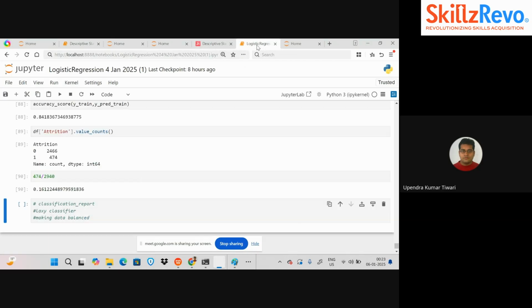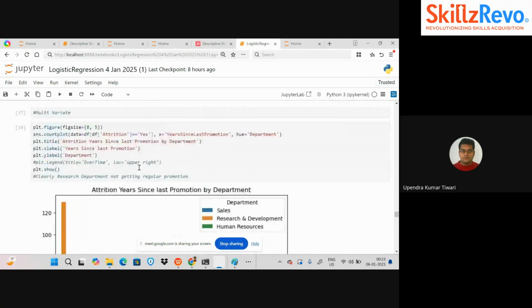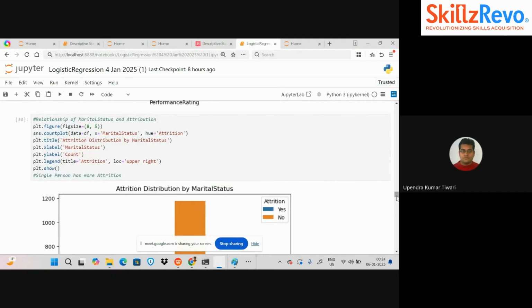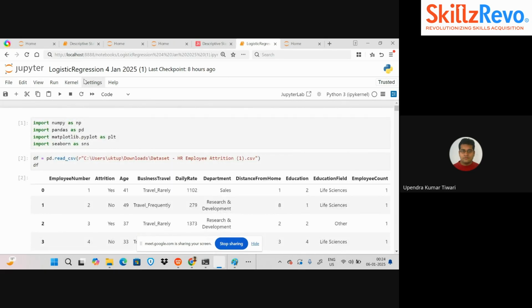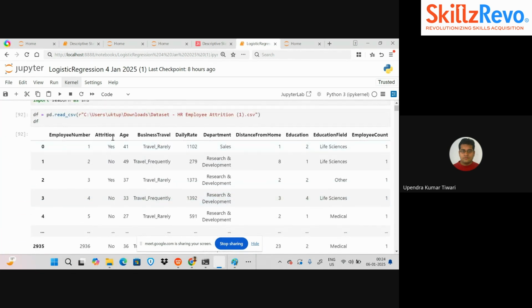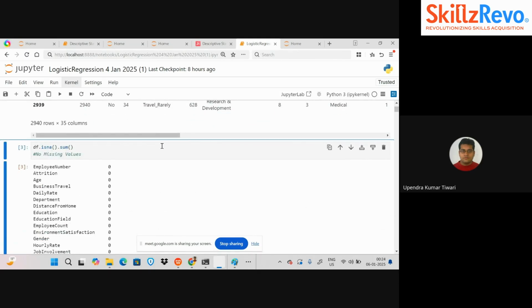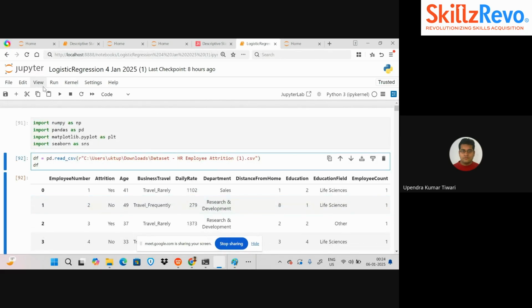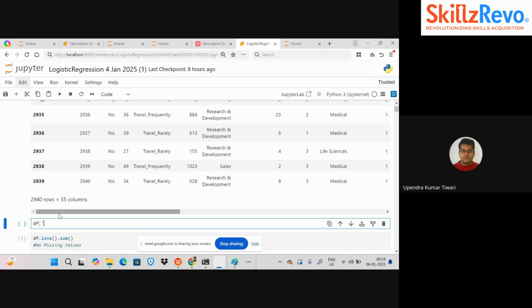For example, let's see this data. You can see here attrition and business travel. They are categorical data, no? So let me find out the mode of the business travel. I'll simply take business travel dot mode.